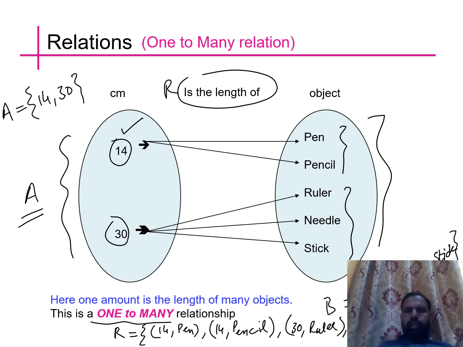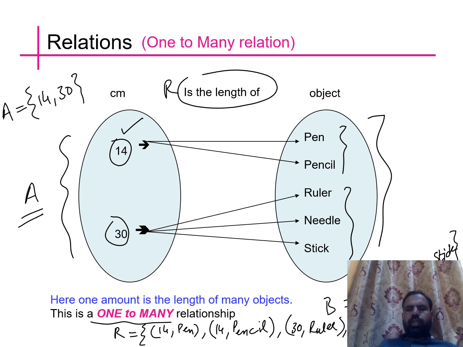One-to-many relations. If we take set A, which is length in centimeters, and set B is a set of objects in which pen, pencil, ruler, needle, stick are the elements, and the lengths are 14 and 13 centimeters. Pen has 14 centimeter length and pencil also has 14 centimeter length, so it's a one to many relation. So these are the relations which we discussed.